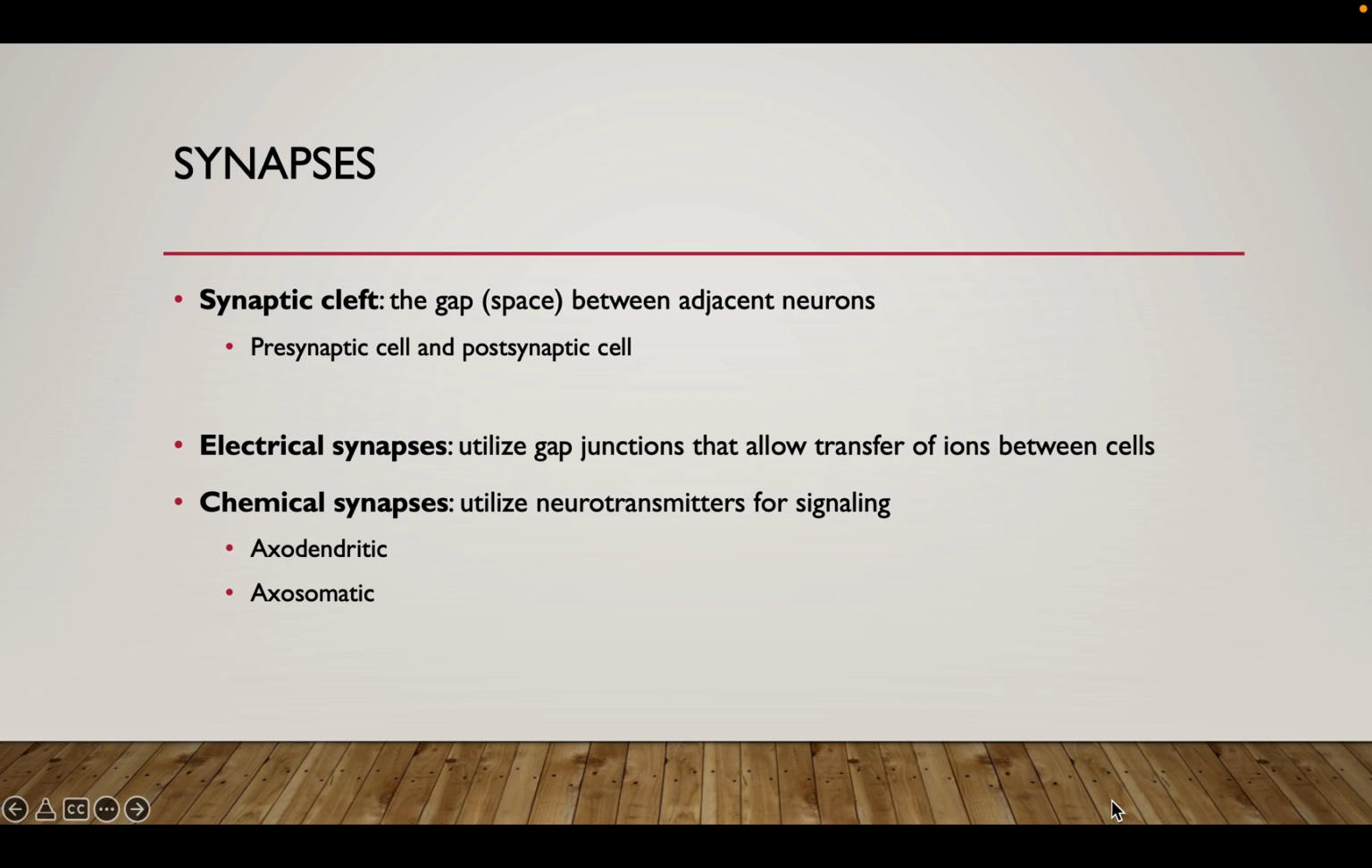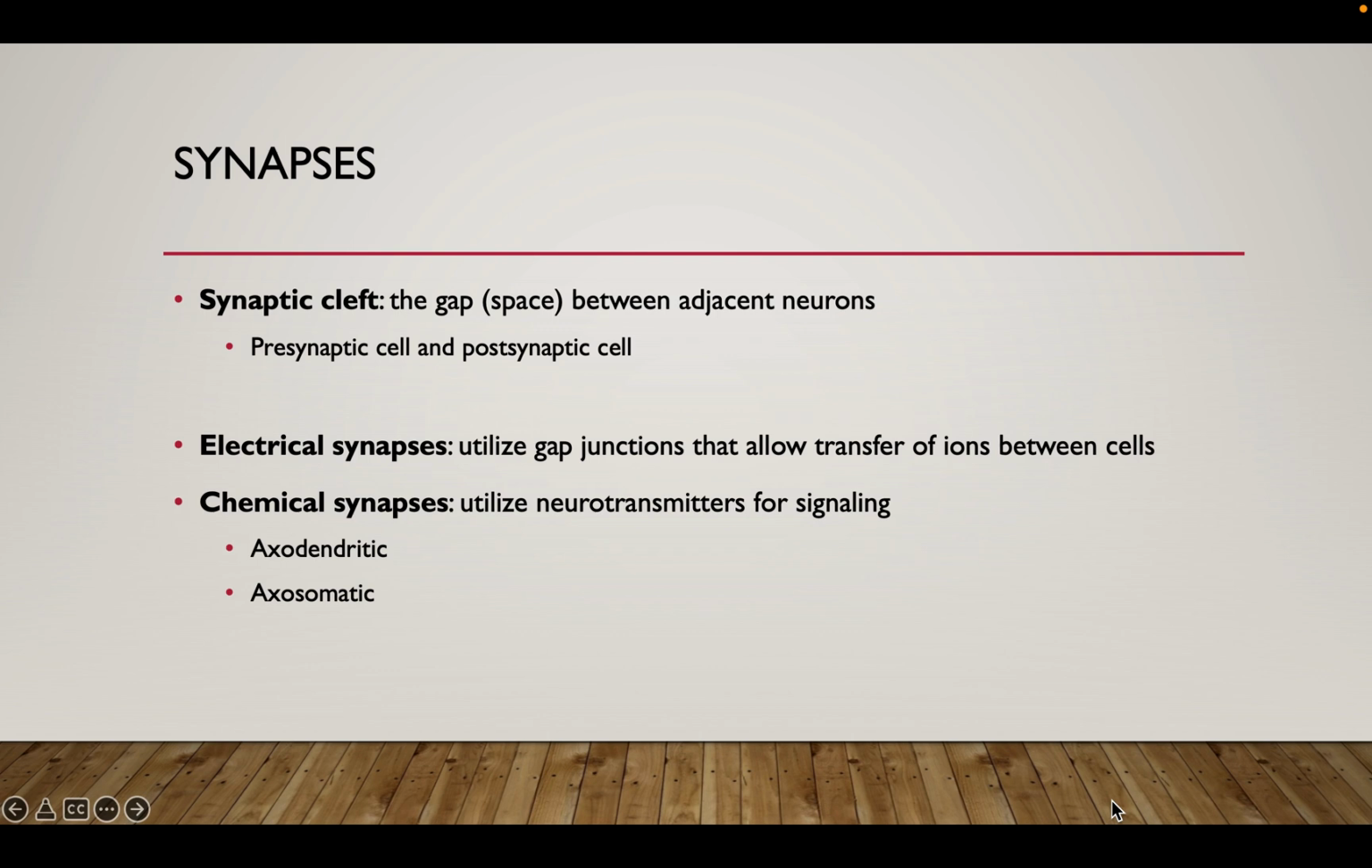Now, there's two types of synapses generally in terms of their structure and how they're working. We have electrical and chemical. Now, in electrical, we are using gap junctions to transfer different ions between cells. We know that gap junctions are a type of cellular junction. They're made up of a connexon, and then these connexons are made of individual connexins, and they allow for communication between adjacent cells.